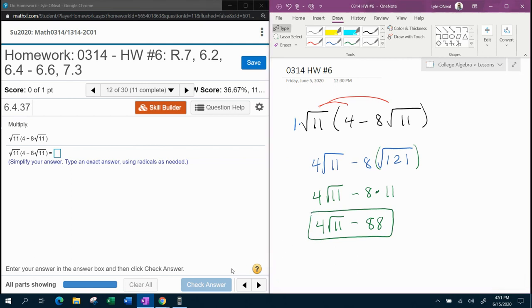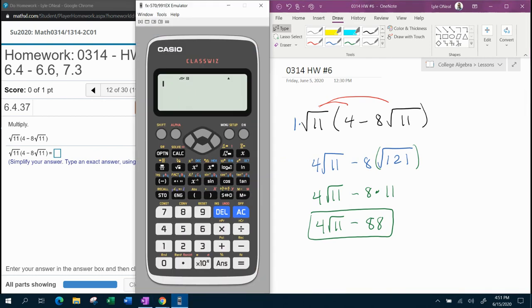And so just for fun, let's grab the class whiz and see if it'll do this for us, okay? So we had square root of 11, move out from under, parentheses 4 minus 8, square root of 11, move out from under, and equals. OMG, look at that. Now it gives the answer in a different order, but it is giving the answer we got, negative 88 plus 4 square root of 11.